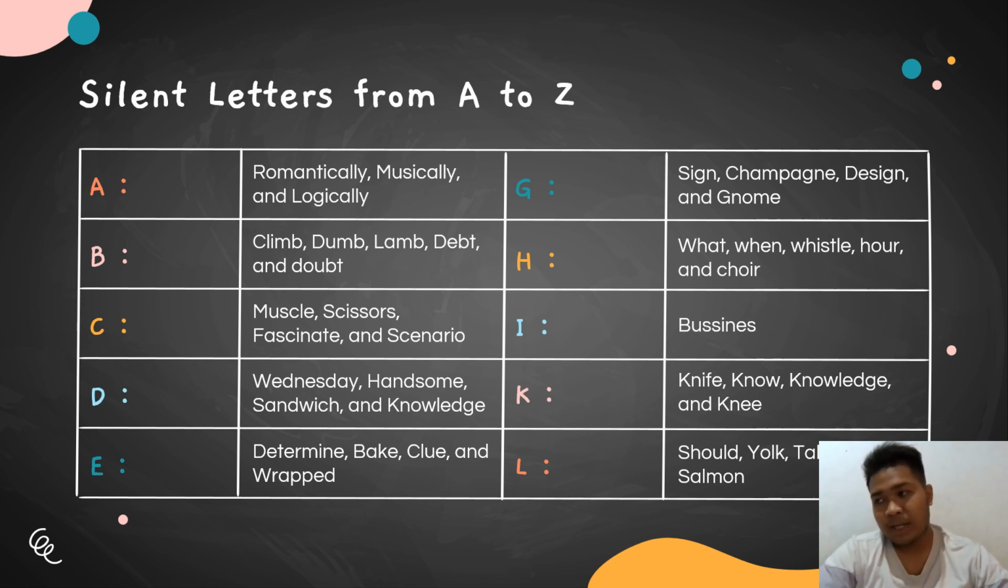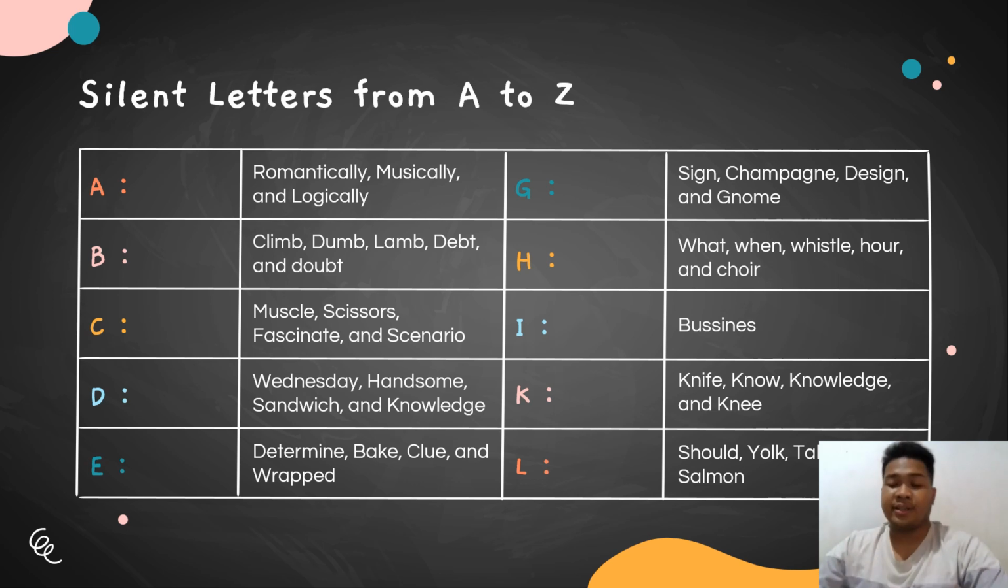What if I spell the words of E? It would be like this: determine, bake, clue, and wrap it. It will sound very, very unpleasant to hear, you know.